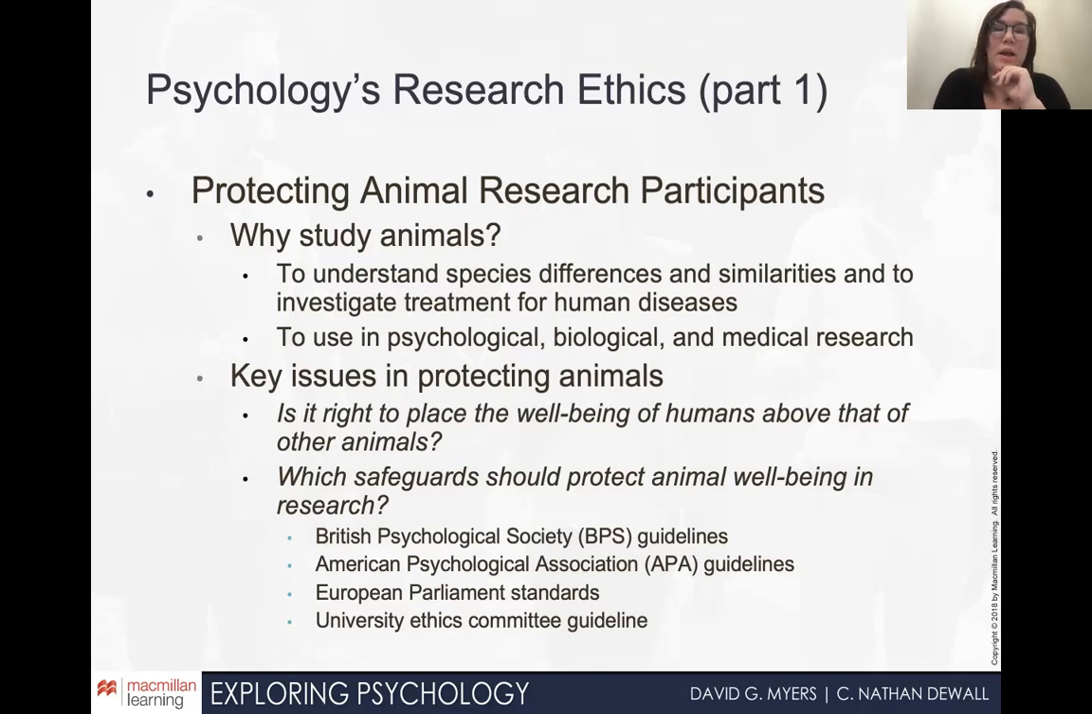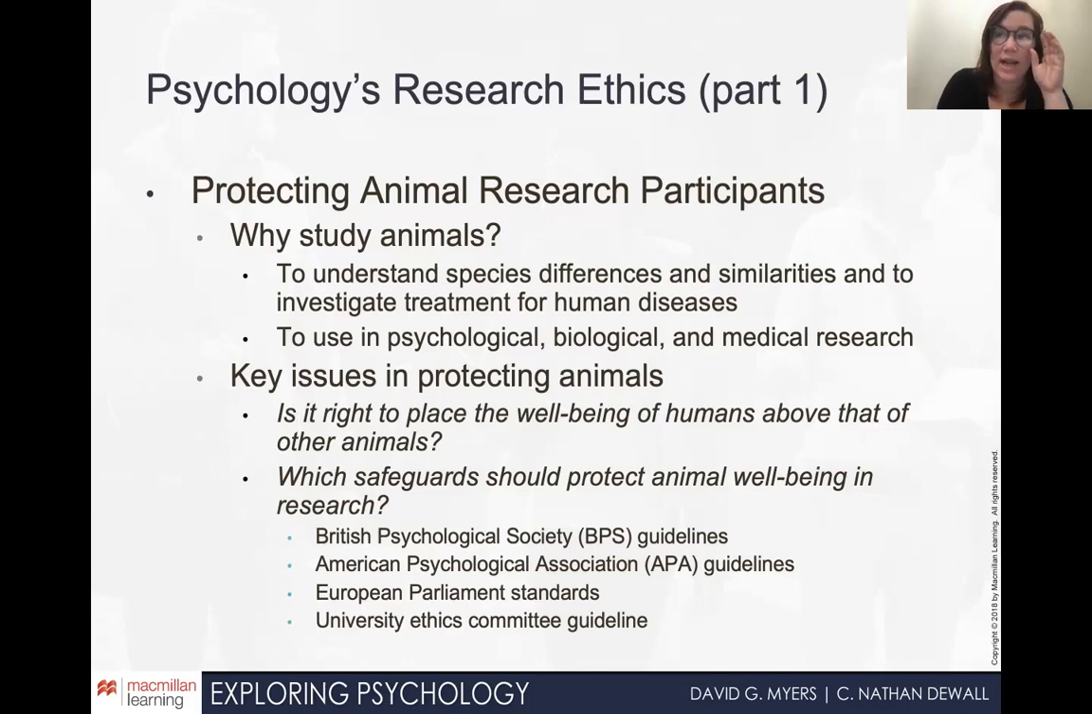So we have many different guidelines and standards for how we interact with animals, and specific safeguards that have to be in place to make sure they're being protected and their well-being is made a priority. Some of those guidelines include the British Psychological Society's guidelines, the American Psychological Association, the European Parliament standards, and university ethics committees.